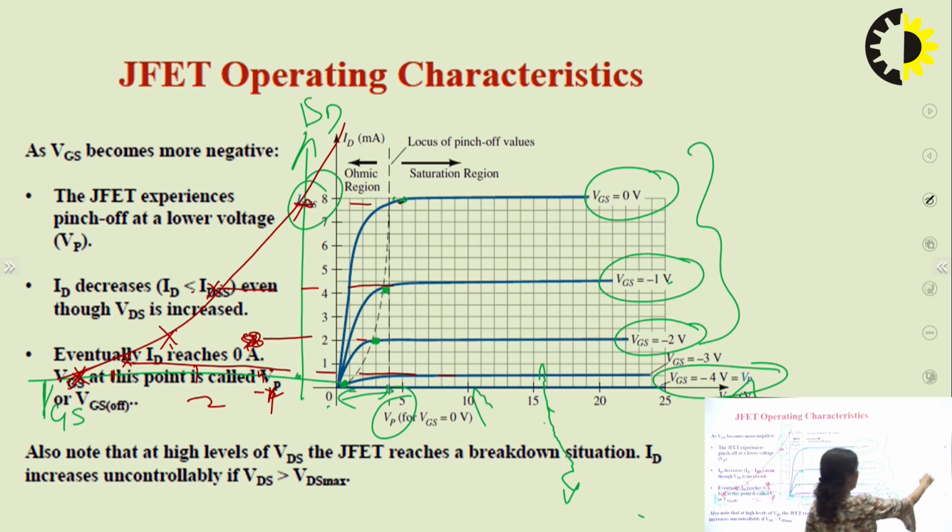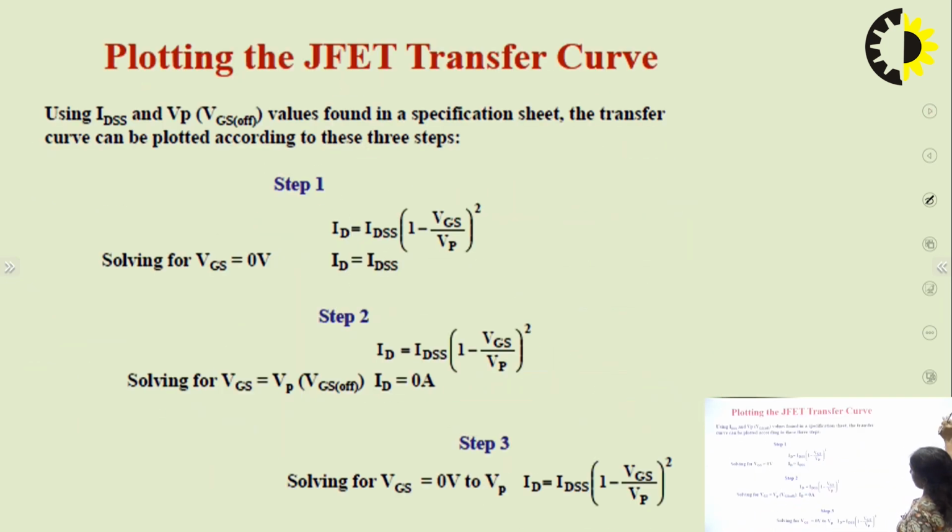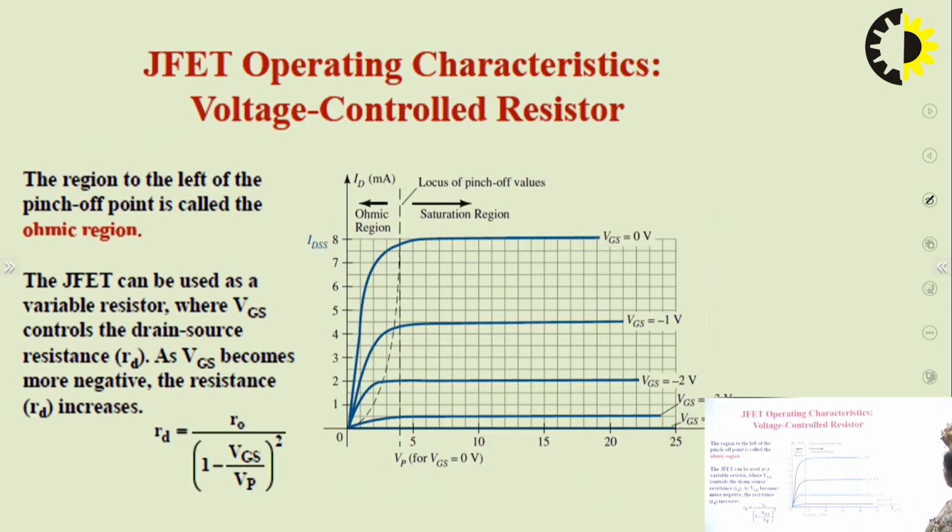So this is how we can find the output characteristics as well as the input characteristics of the N-channel field effect transistor. Here it is shown mathematically that if we use the quadratic equation of the drain current, then by putting in these values we can calculate the various points of the transfer curve.